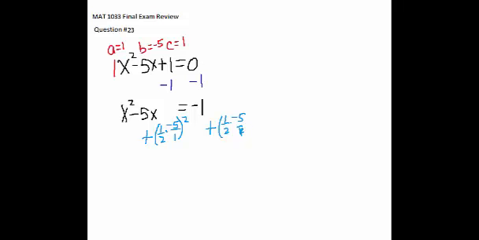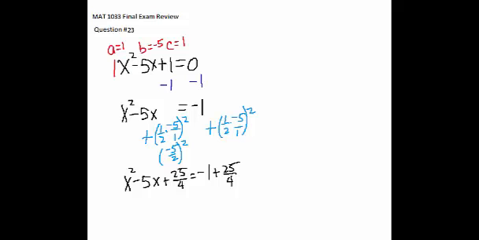Oops, let me rewrite that here. Negative 5 over 1 quantity squared. Now, half of negative 5 is negative 5 over 2, and when you square that, you get 25 over 4. So that is going to be the value that we add to both sides. x squared minus 5x plus 25 over 4 is the number we are going to add to both sides, and that's the addition property of equality that allows us to do that and still have an equivalent equation to what we started with.